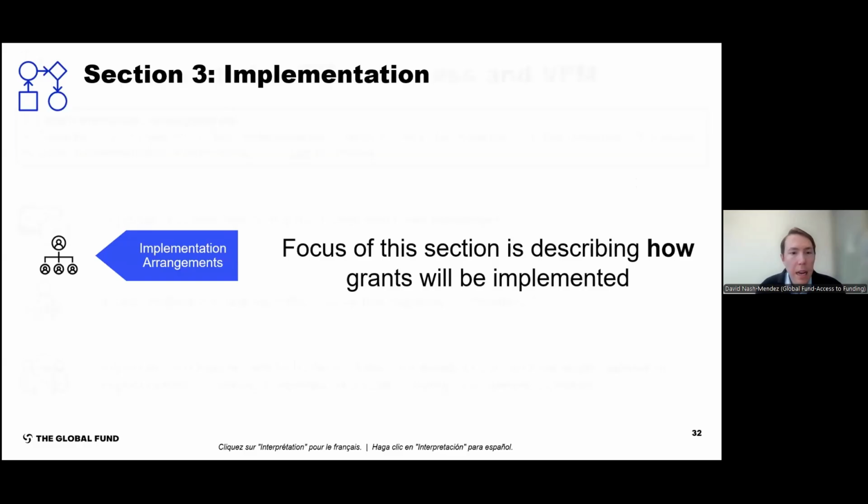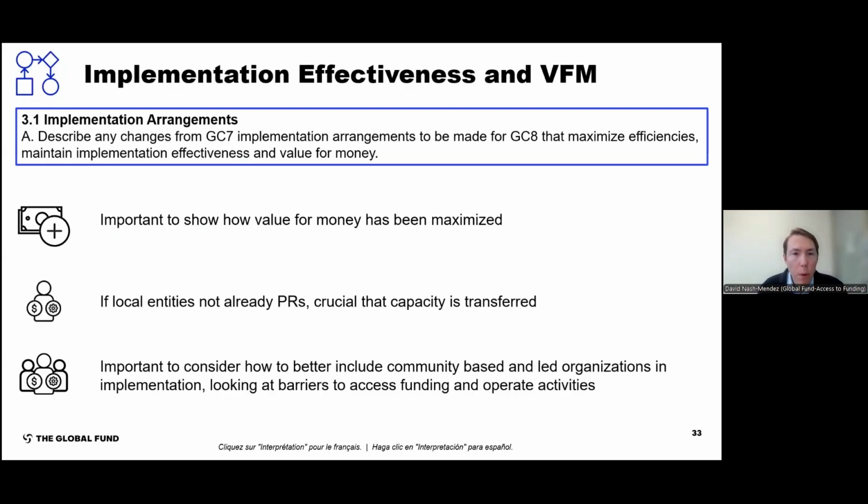Next, in this question, 3.1a, applicants are asked to describe changes from Grant Cycle 7 to maximize effectiveness and value for money. And this is where some of that focus on the strategic shifts we mentioned earlier of simplifying implementation arrangements and focusing on value for money, where these can be demonstrated.